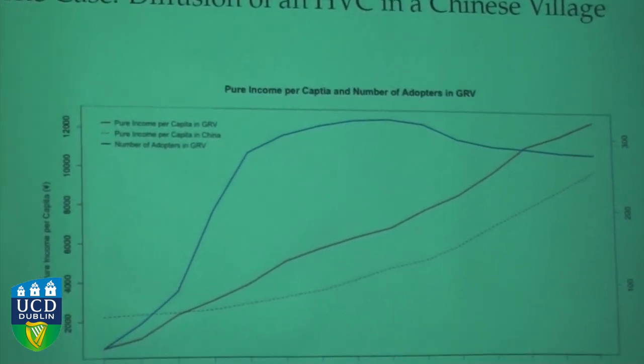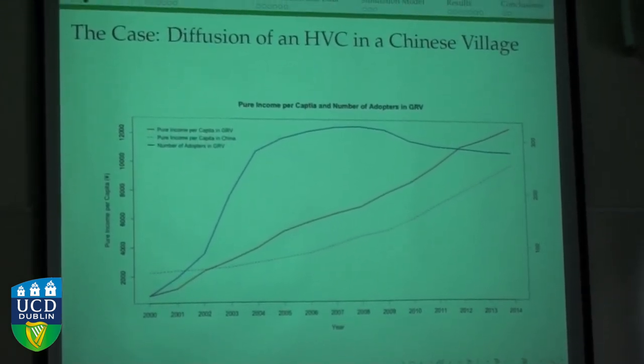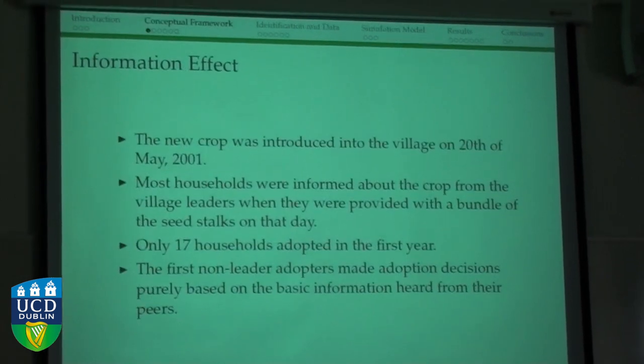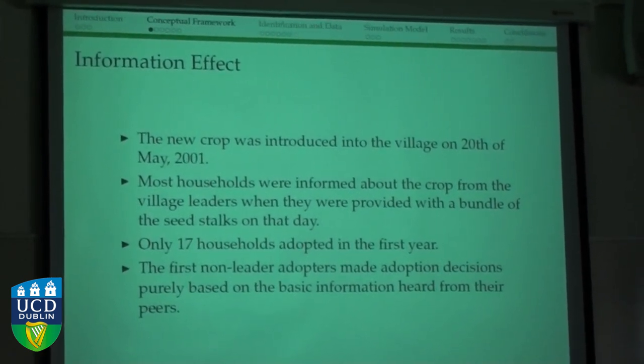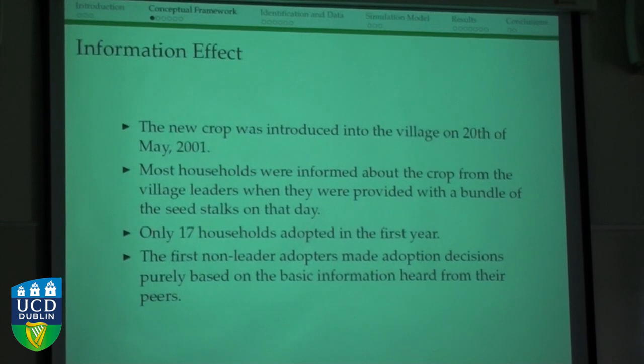The blue line shows the number of adopters, the number of households who adopted the new crop. So the diffusion of the new crop has had a significant impact on the social and economic situation of this village. I'm going to track how this new crop developed in this village and summarize the different types of peer effects.